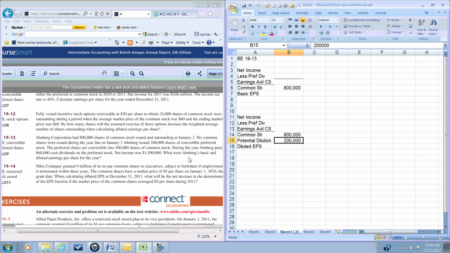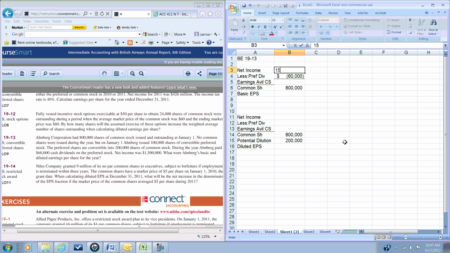The company paid $60,000 in cash dividends. That'll be subtracted from our net income. And our net income for the year was $1,500,000.